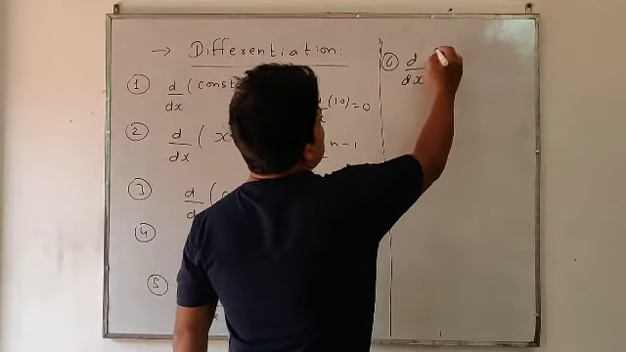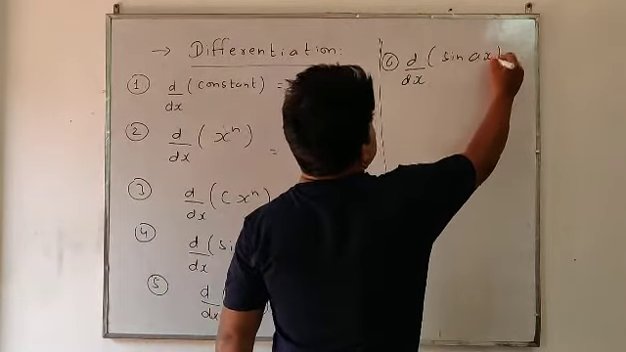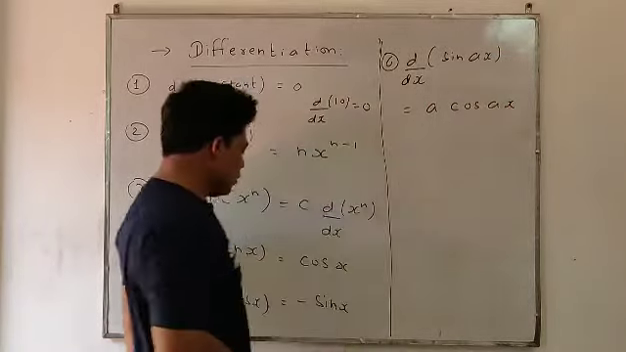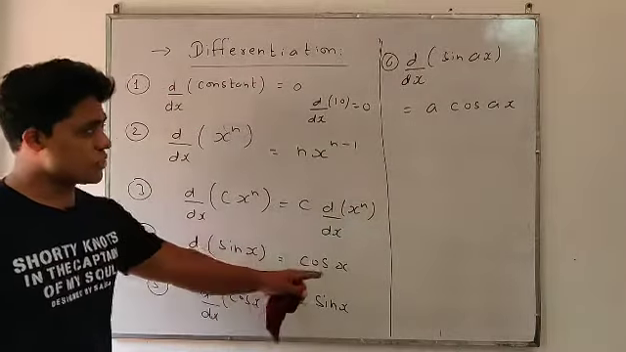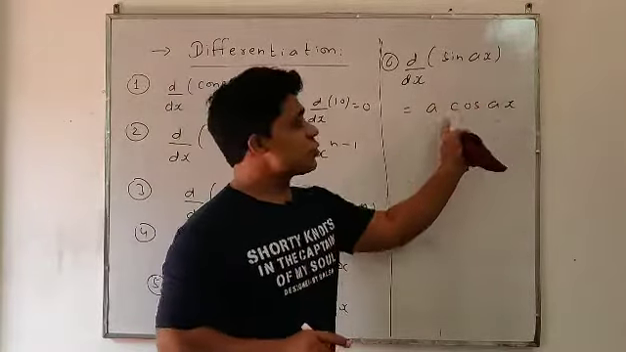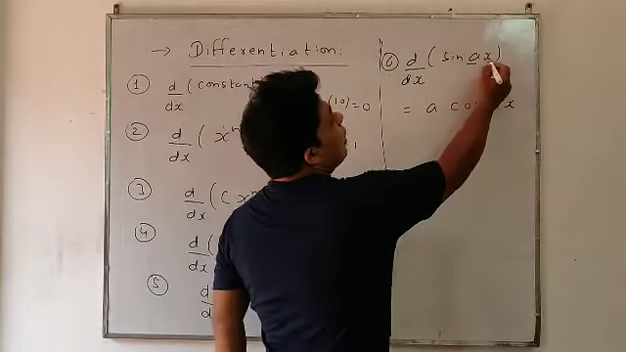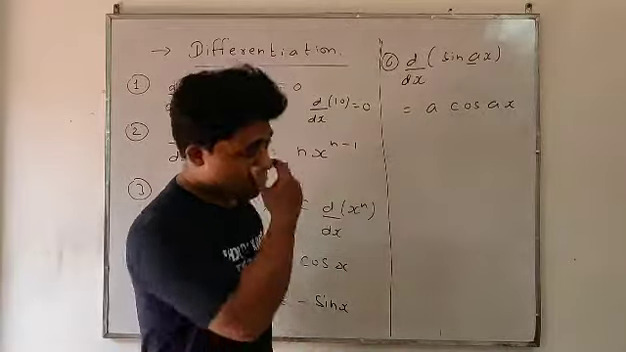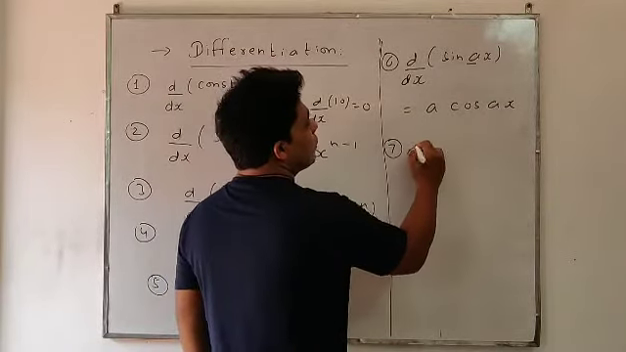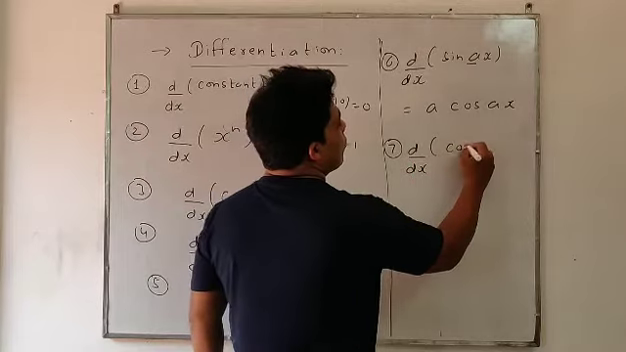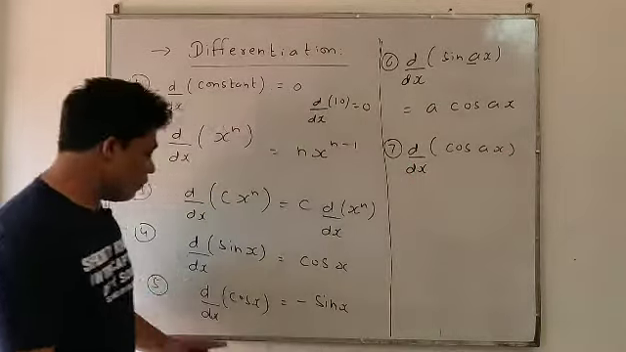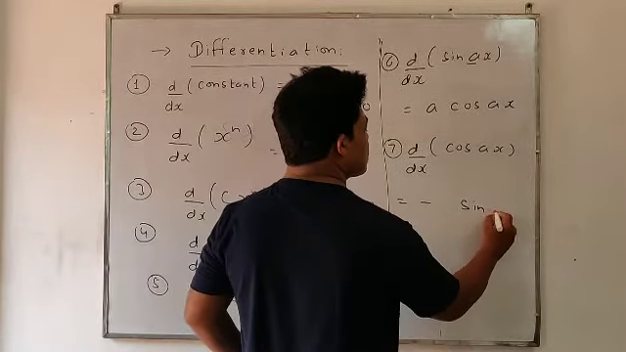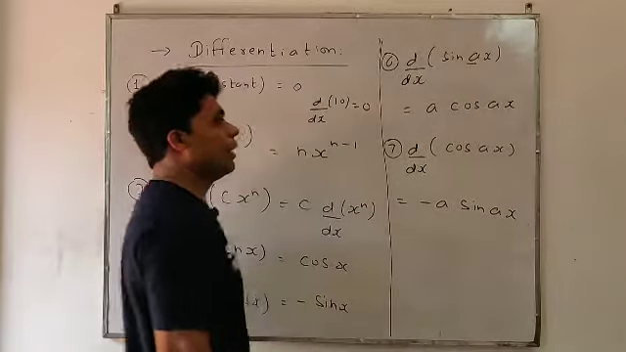See one more formula. d by dx of sin ax is a cos ax. Generally, differentiation of sin x is cos x, so differentiation of sin ax is cos ax, but the constant attached with the function variable comes outside. Similarly, d by dx of cos ax: we know differentiation of cos x is minus sin x, so it is minus sin ax, and a comes in multiplication.